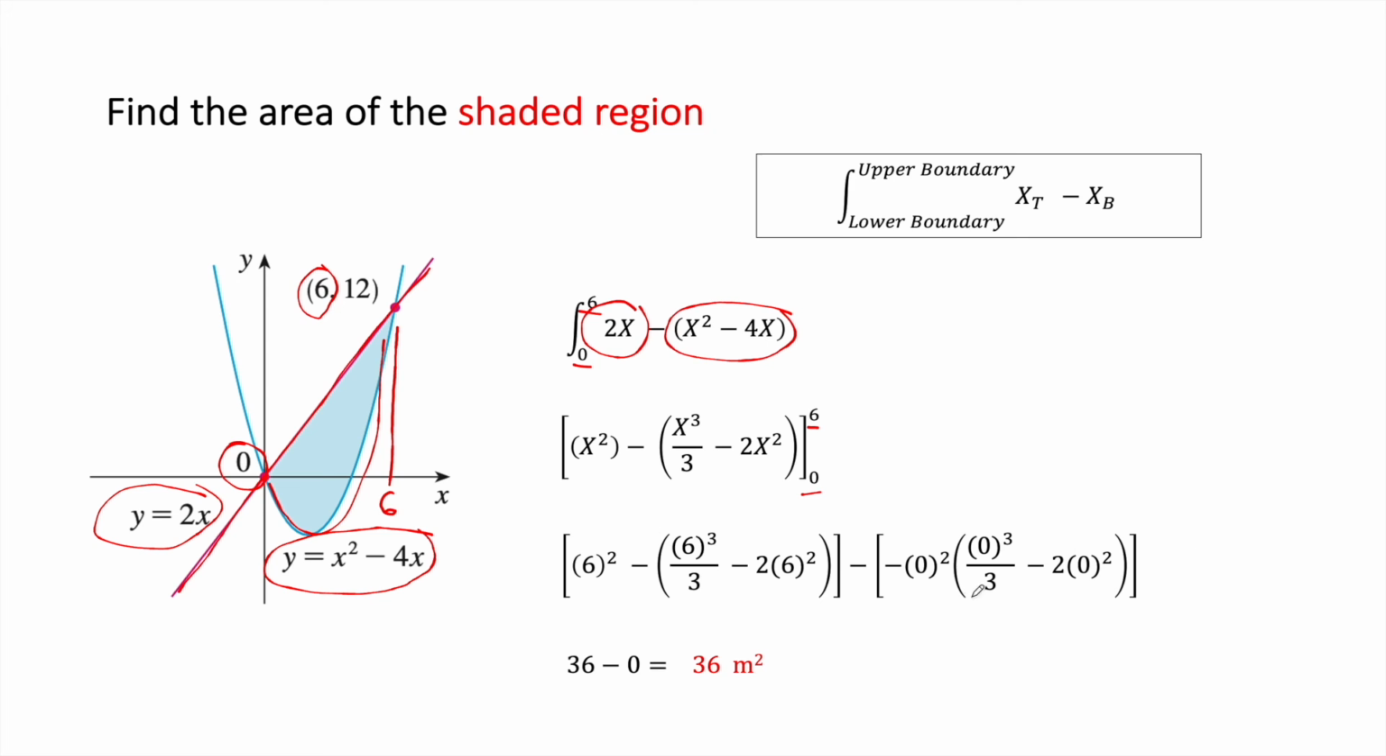And of course this is 0, because our lower boundary is 0, so obviously this will just become 0. So we're just left with 36 minus 0, which is obviously 36 as well. And do not forget to put the meters squared, as it's finding the area.